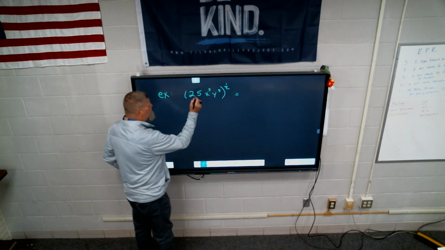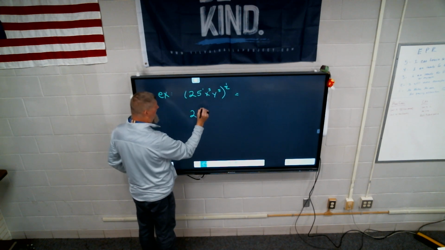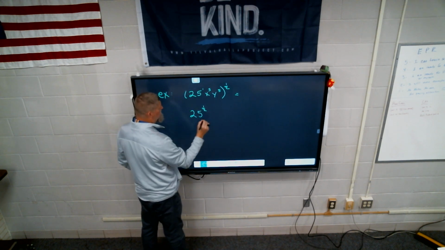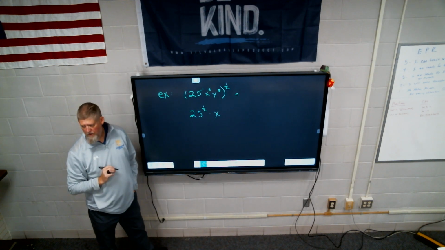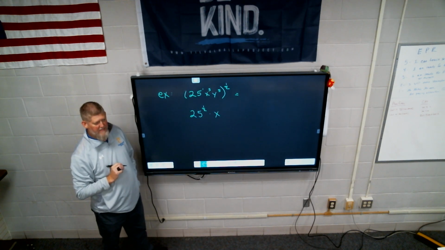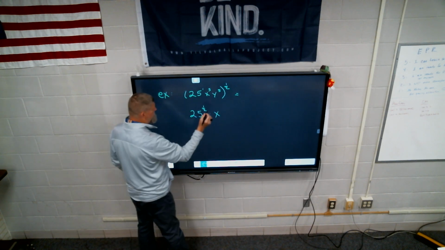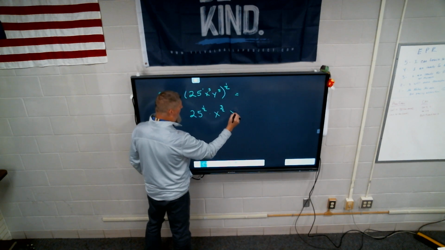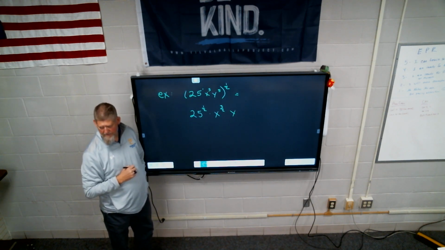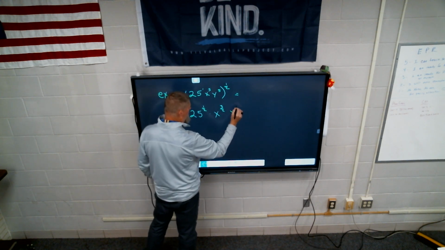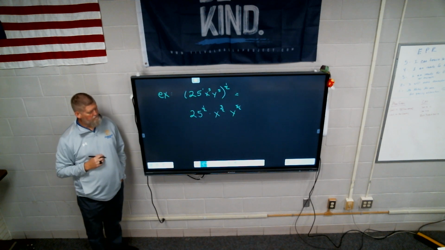So we have an understood 1 here. So that's going to be 25, 1 times 1/2 is to the 1/2 power, times x, what's 3 times 1/2? 1.5. Let's keep it in proper fractions. 3 over 2. y to the 5 times 1/2 would be, leave it as an improper fraction, 5 over 2. I'm pretty sure Delta Math wants them as improper fractions.